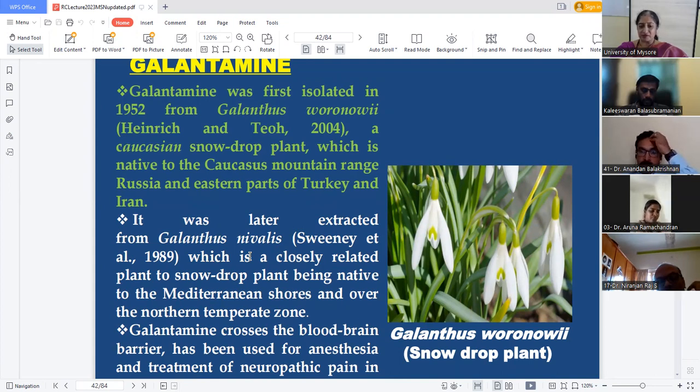Because it is used in the treatment of Alzheimer's disease, this drug has so much importance. See, when you download a slide from the internet, you should be very careful because many times it is misnamed. Somebody has posted a picture of a daffodil. Daffodil's name is Narcissus pseudonarcissus, and it was wrongly labeled as Galanthus woronowii.